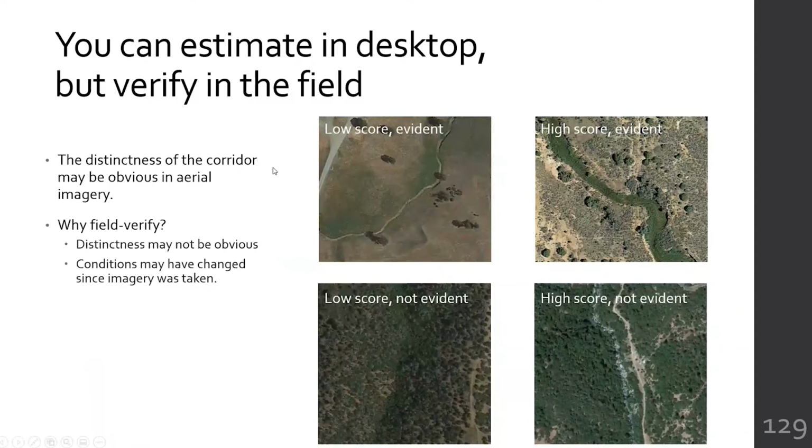You can estimate this indicator in the desktop, but whenever you do that, you should make sure to verify in the field. Desktop estimation is going to be feasible in some areas, like the two photos at the top show, a distinct riparian corridor and the lack of a distinct riparian corridor in two different examples. But it can also be really hard to see in the aerial imagery, depending on the setting, and that's shown in those two lower photographs.